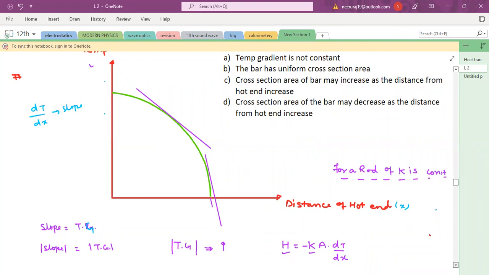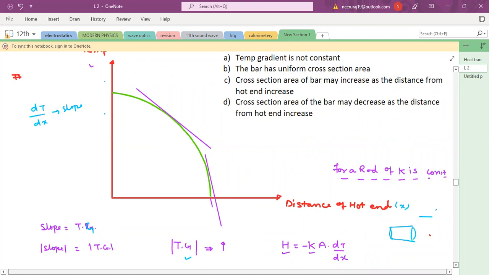As you see, bacho, the modulus of the slope is increasing, right? The modulus of slope is just inclination, and that inclination is increasing. So the temperature gradient is increasing, its modulus is increasing. As you know, throughout the rod, whether this kind of rod, or this kind of rod, or a uniform cross section area rod, H is always constant throughout the section, and for this rod K is also constant, they have given us. So this part is constant.